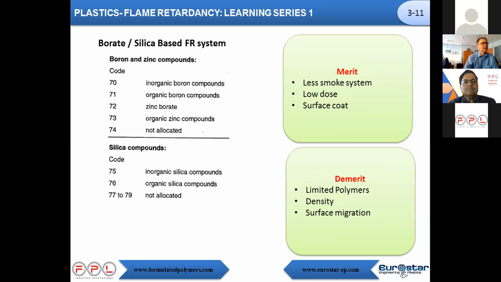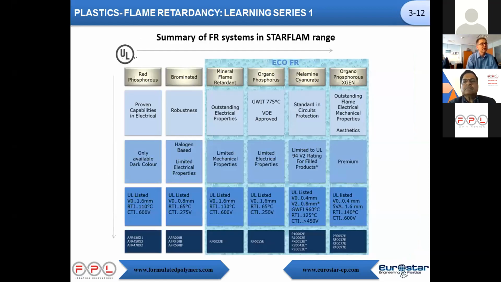The next page is a kind of summary of what we can find. This page is very true for polyamide compounds. And I think we are very proud at Eurostar and FPL of being one of the very few companies in the world that can still offer almost the whole range of flame retardants that you can find. I like this chart. We should spend a lot of time on it, but we won't today because we don't have the time.